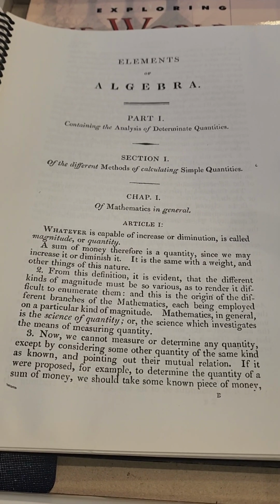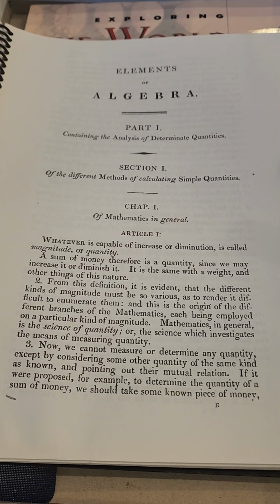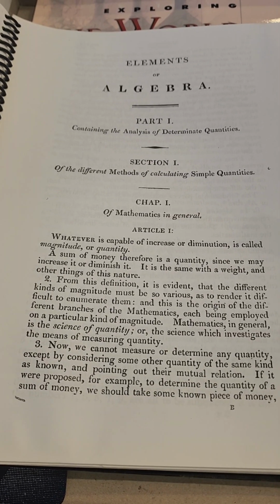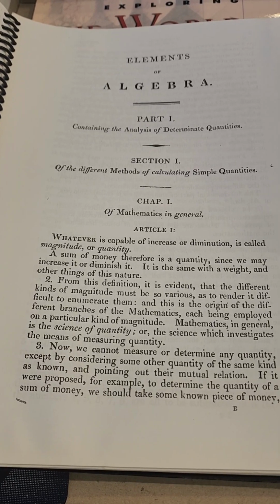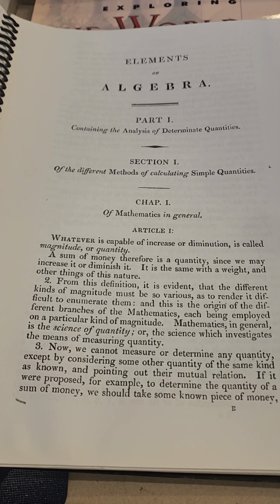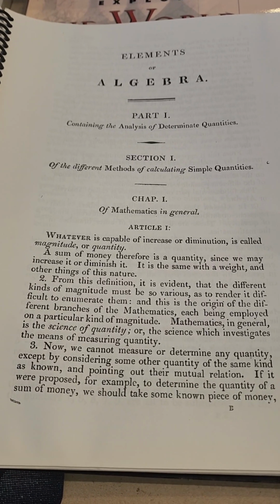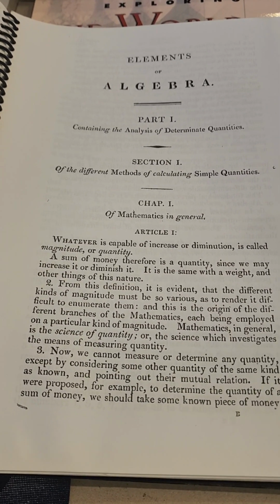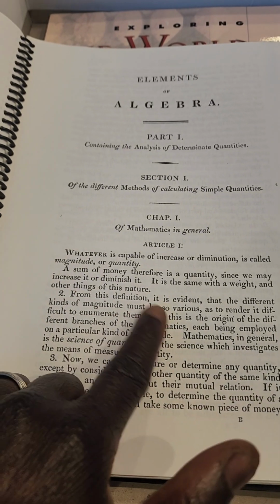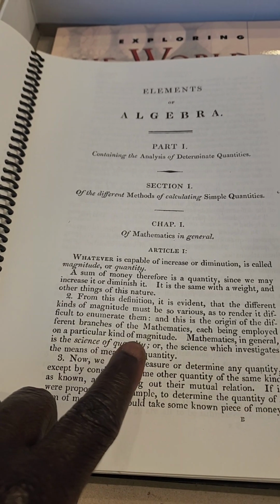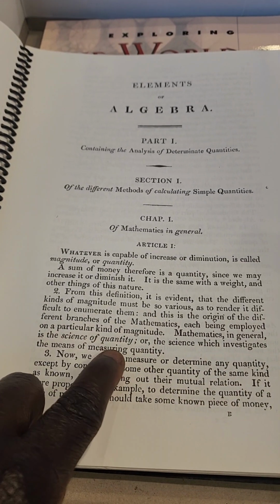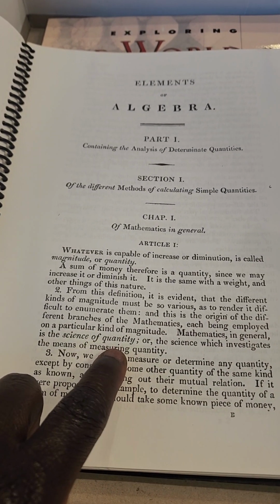And he starts with Article 1. Whatever is capable of increase or diminution is called magnitude or quantity. A sum of money, therefore, is a quantity, since we may increase or diminish it. It is the same with weight and other things of this nature. From this definition, it is evident that the different kinds of magnitude must be so various as to render it difficult to enumerate them. And this is the origin of the different branches of mathematics, each being employed on a particular kind of magnitude. So mathematics in general is the science of quantity, or the science which investigates the means of measuring quantity.